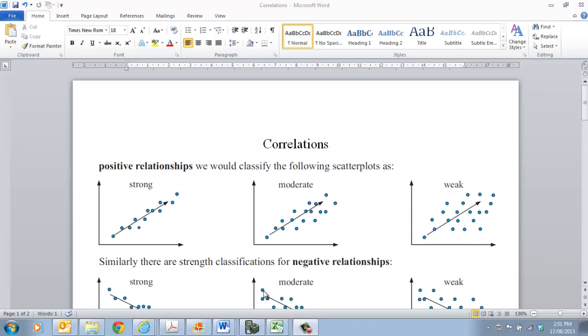G'day guys, just want to look at some correlations. I think that's our last topic we need to do. Just want to go through the sort of things that you'll be looking to do.